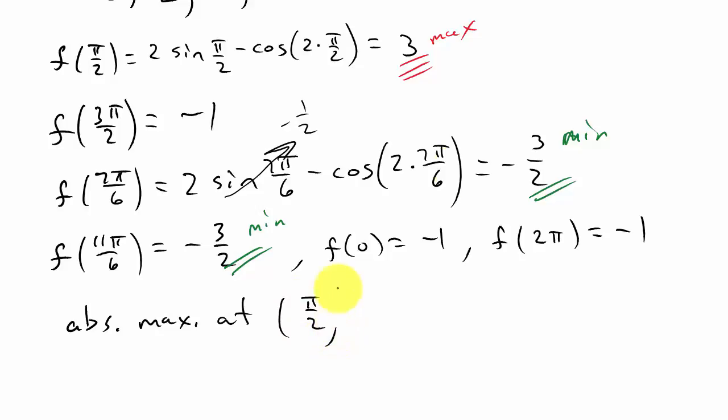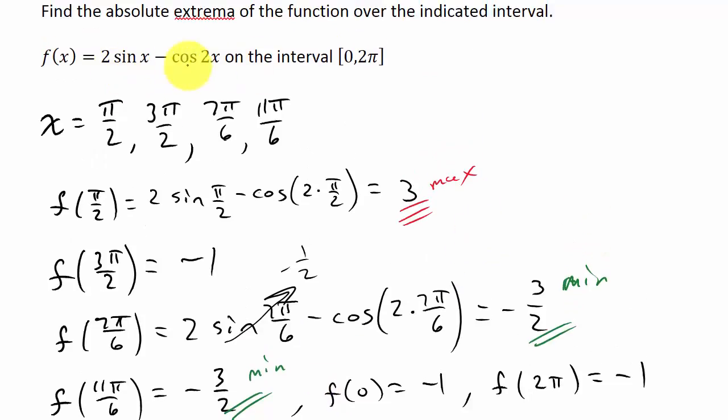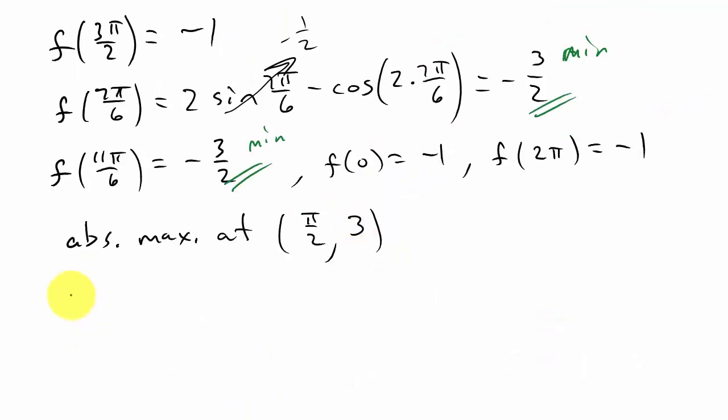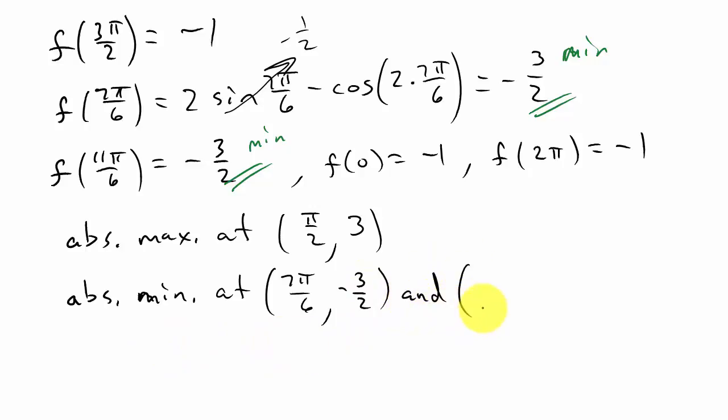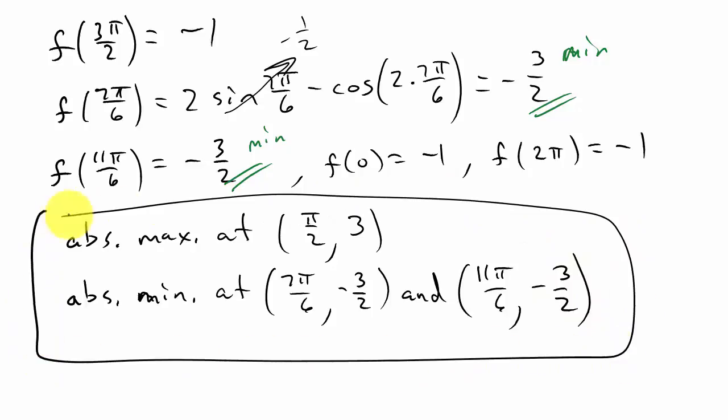Well, how do we find the y value? You take the x value, you plug it back into the original function. That's exactly what we did here, and we got 3. So our y value is 3. And then our absolute minimum at 7 pi over 6 and 11 pi over 6. So when we plug the 7 pi over 6 back into the original, we end up with negative 3/2, and an absolute minimum at 11 pi over 6. And when we plug 11 pi over 6 back into the original function, we get negative 3/2. And so this would be your absolute max and min.